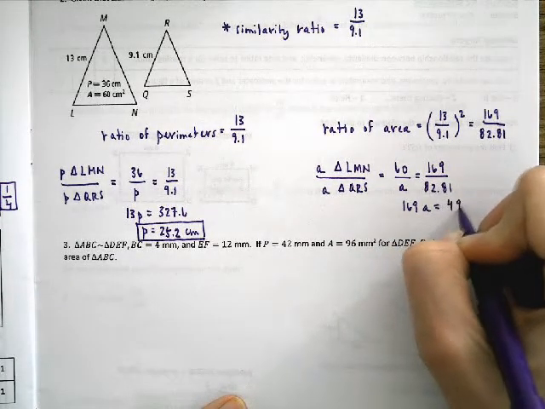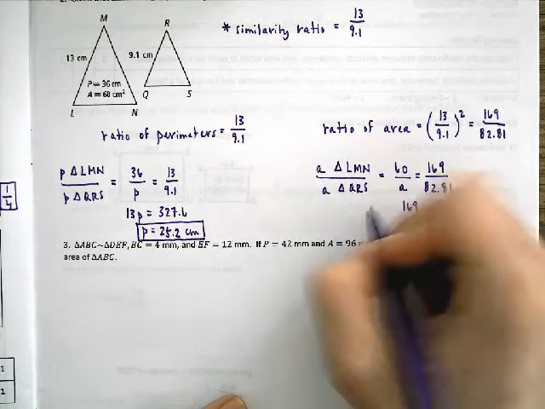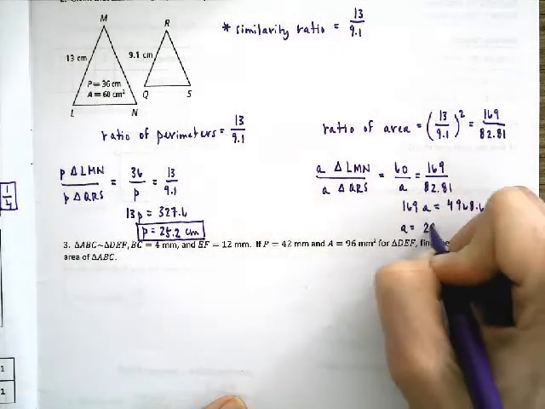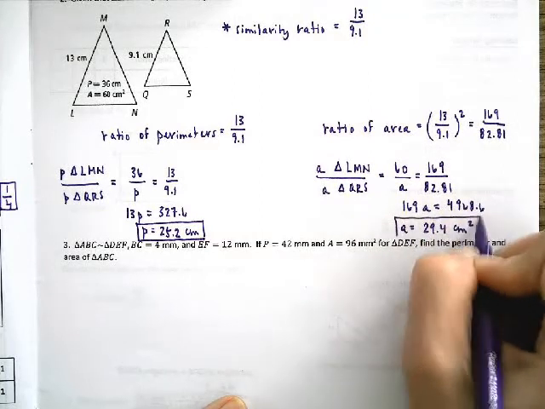Get 4,968.6, and then divide for my last step, and I get the area is 29.4 square centimeters.